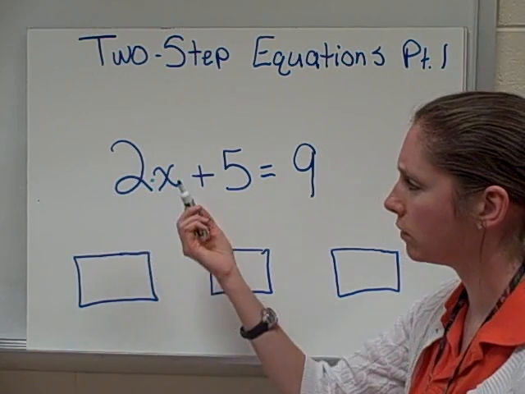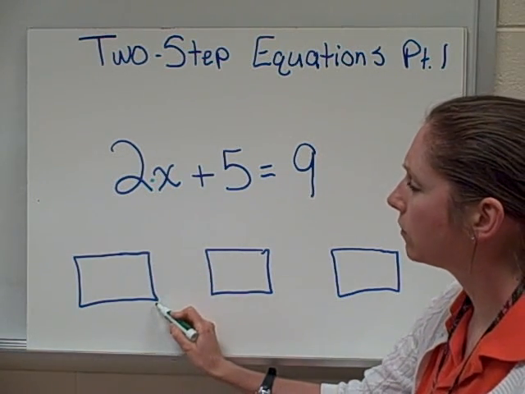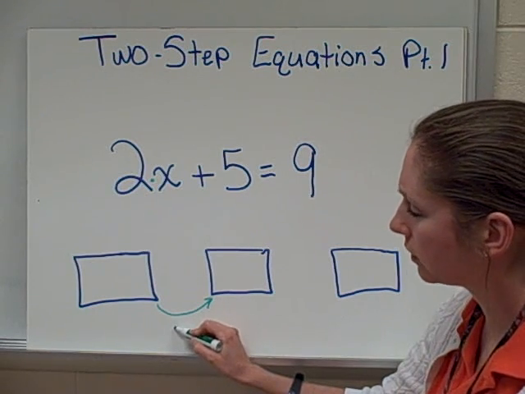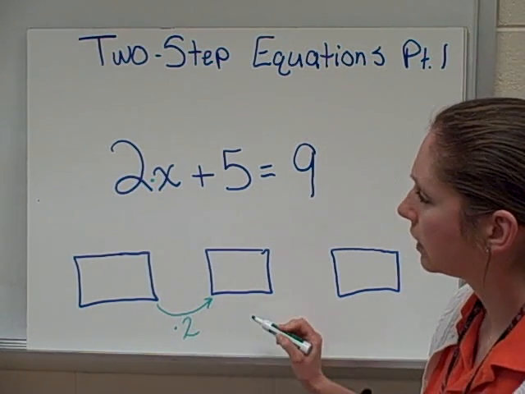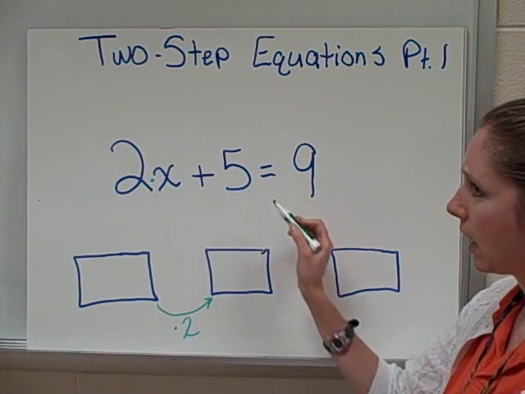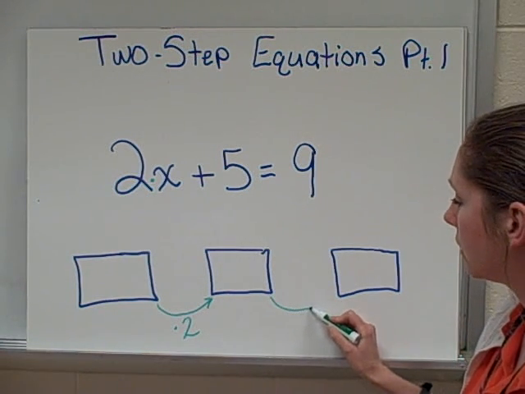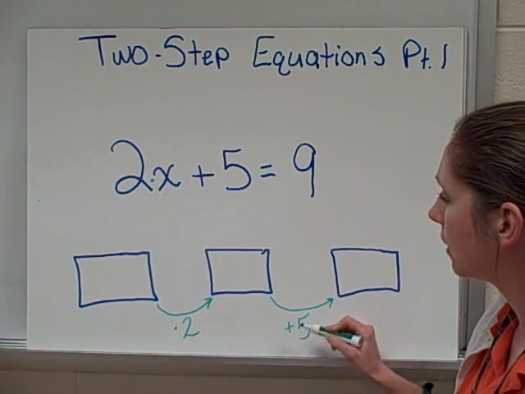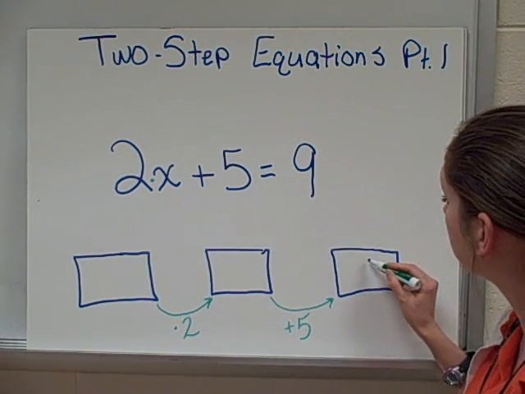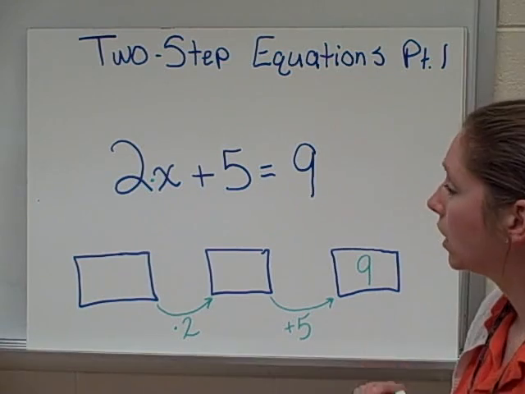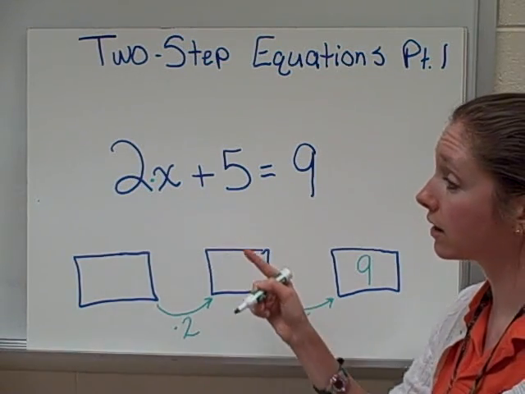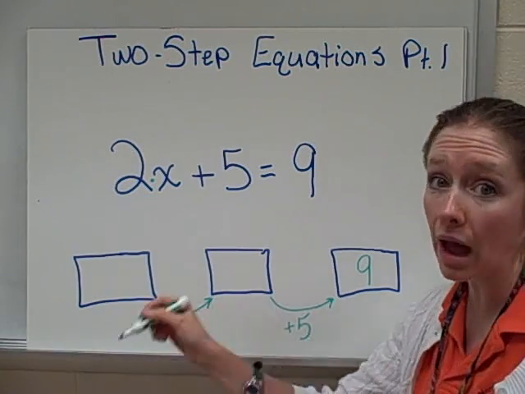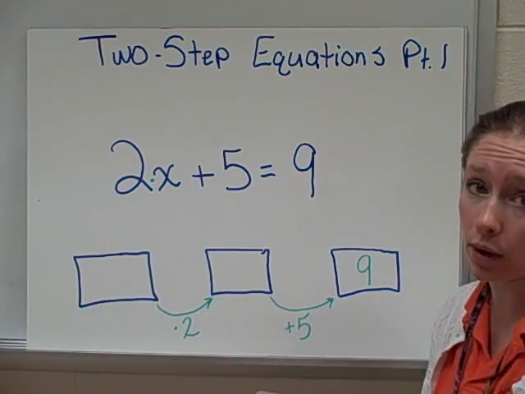If this is our x, we don't know what it is, but the first thing that happened to Mr. X is that it got multiplied by 2. Then the next thing that happened to it is 5 was added to it, and that equals 9. So think about when we solve for x, we're going to be doing the inverse operations or working backwards to figure out what number that was.